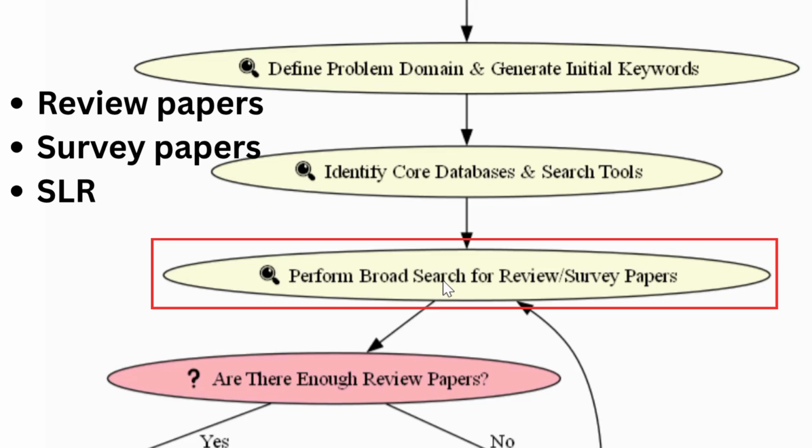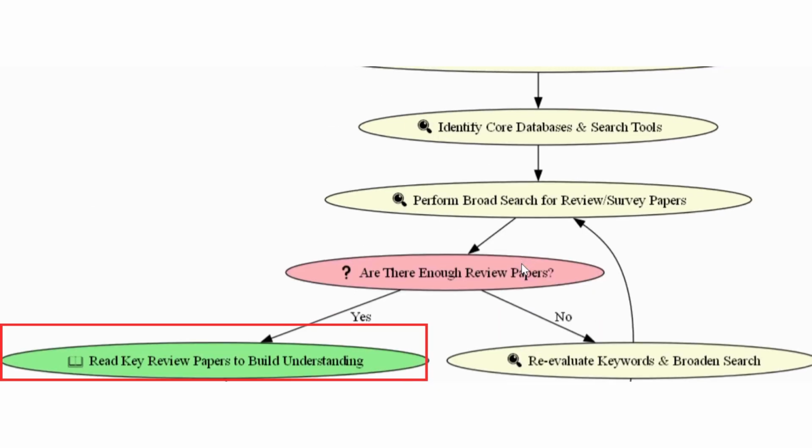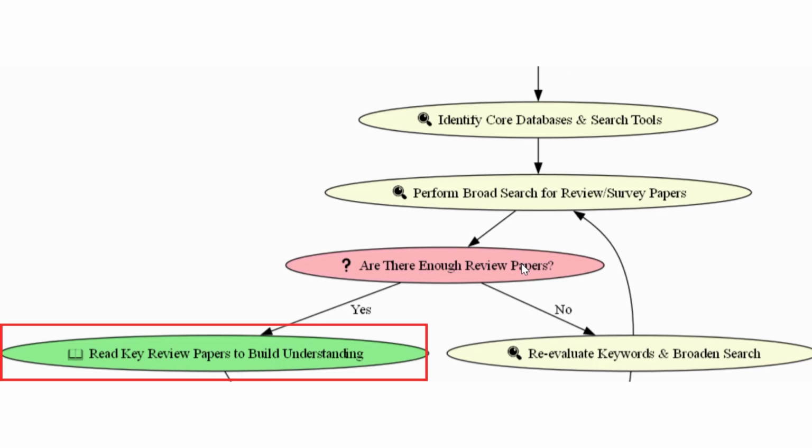Next step is to begin your search with a broad focus on review and survey papers. These papers provide a comprehensive overview of the field, helping you understand the trends, gaps, and the key researchers. If you find sufficient review papers, it means the field is mature. Read these papers thoroughly to build your understanding and identify the foundational studies.